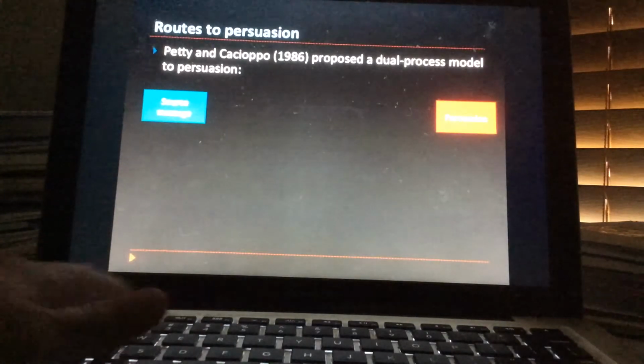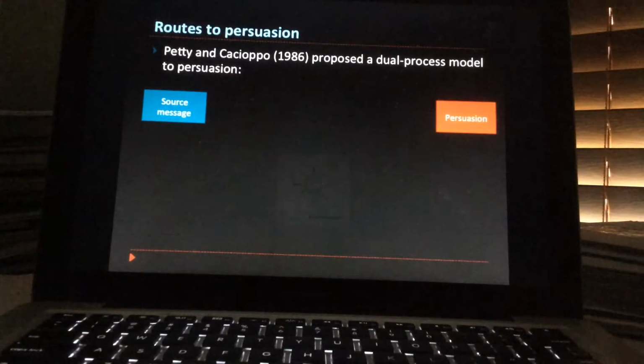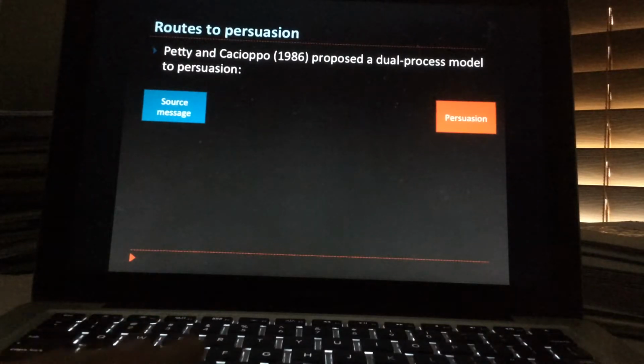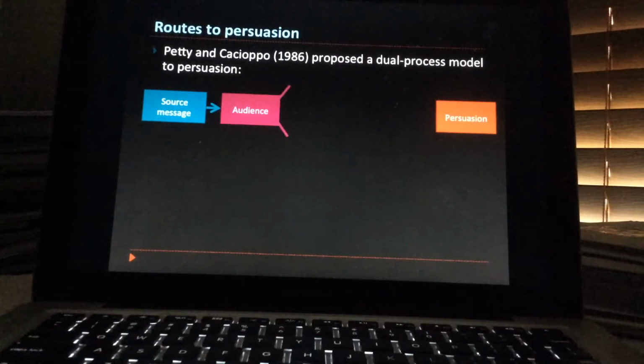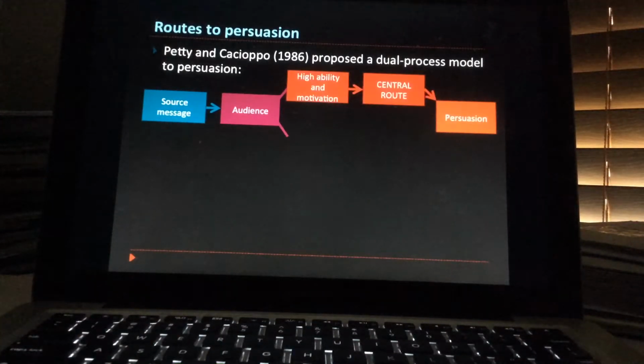Again, my apologies about the text here. One second. Does it help? There we go. Okay, so we have the source and the message. This dual process model is talking about the source, the person delivering the message.